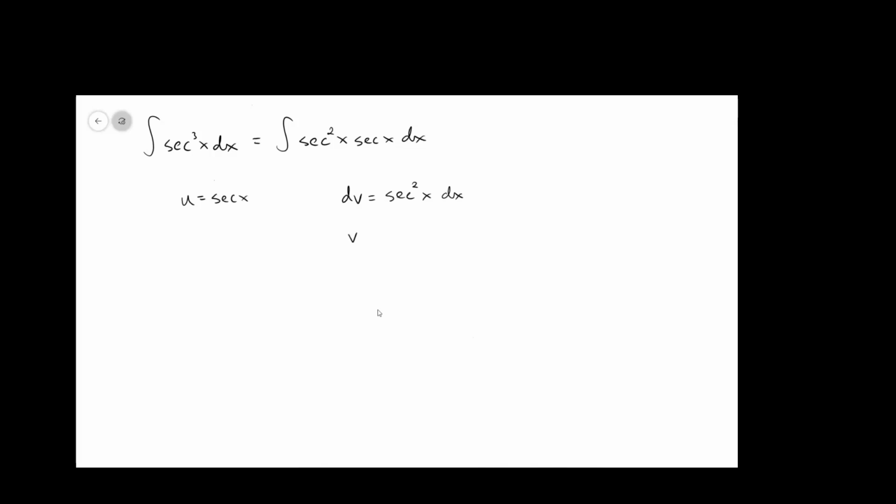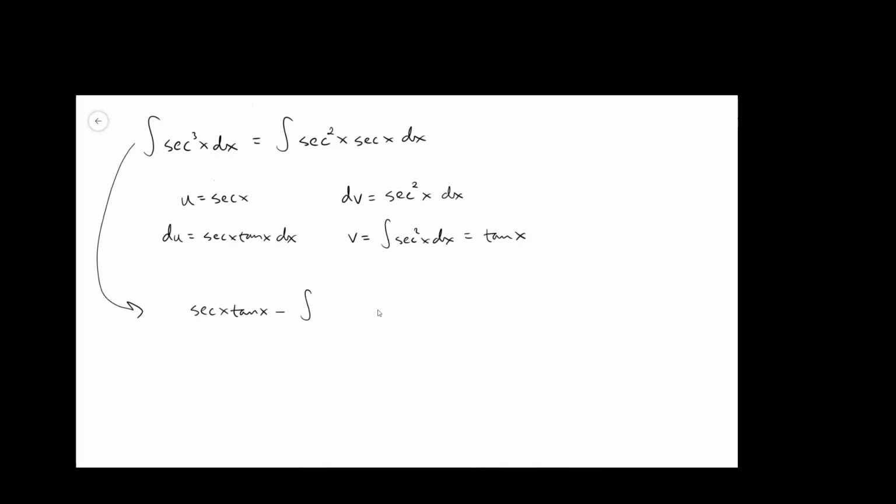And in that case, then v, the antiderivative of secant squared, is tangent, as we just said. Okay, and then the derivative here, du for secant, is secant tangent. Okay, so there's the beginning of the integration by parts formula, and now we'll plug that in. So plug that into the parts formula, we get uv, so that's going to be secant tangent, uv minus the integral v du.